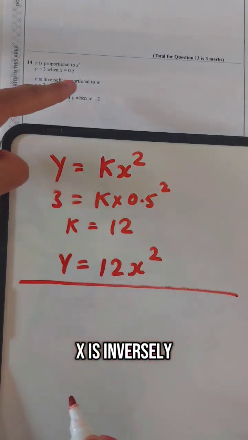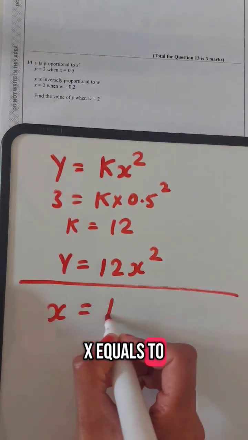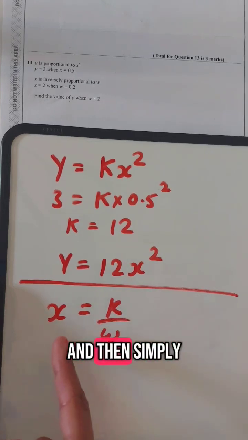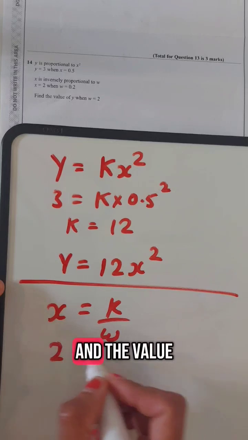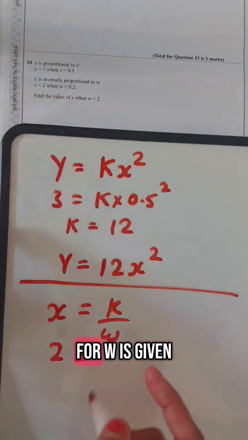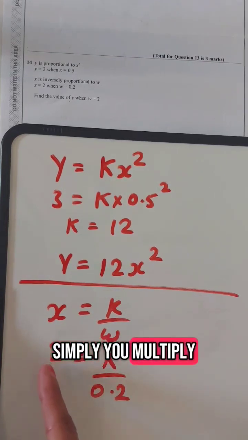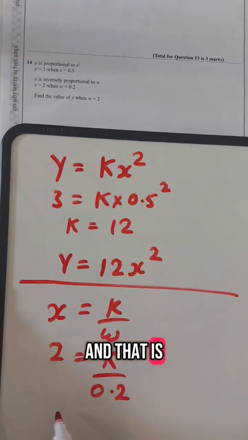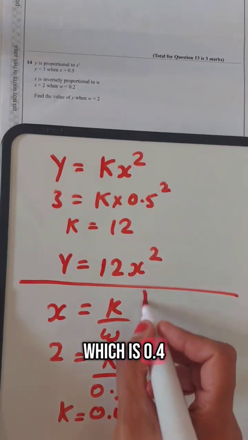x is inversely proportional to w, so the formula for that is x equals k over w, and then you simply substitute the values. x is given, which is 2, and the value for k is something we need to work out, and the value for w is given, so you substitute that. Now you simply multiply this on the other side, and that is going to give you the value for k, which is 0.4.